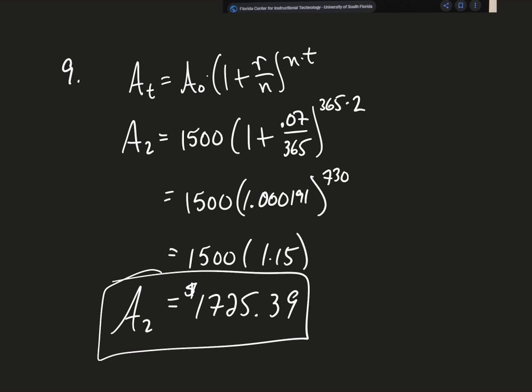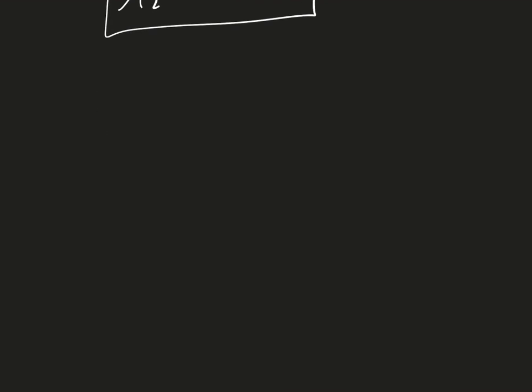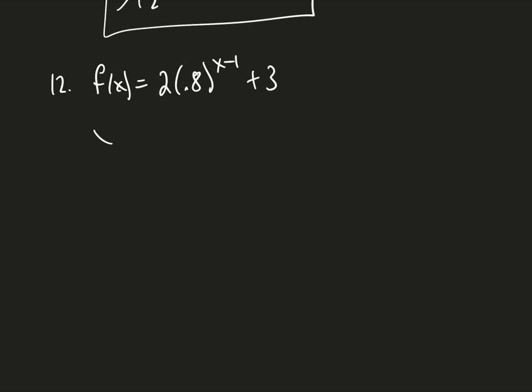So one of the exponential decays. And I think I'll pick the hardest one. And I believe the hardest one for everybody is going to be number 12. So we'll go with that one. So we'll have f of x is equal to 2 times 0.8 raised to the x minus 1 power plus 3. And again, we're going to use an xy table on all of these folks.